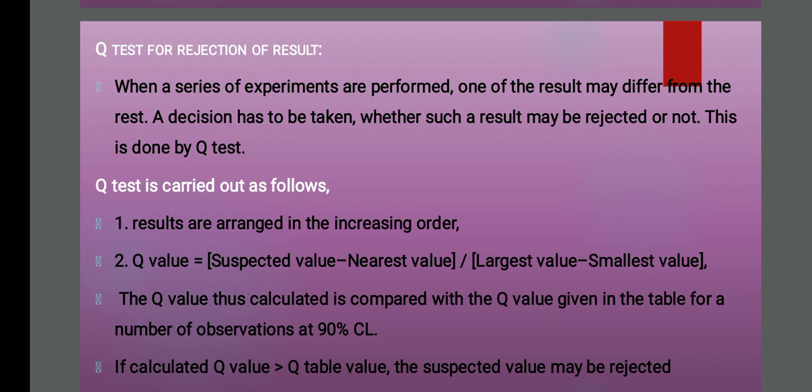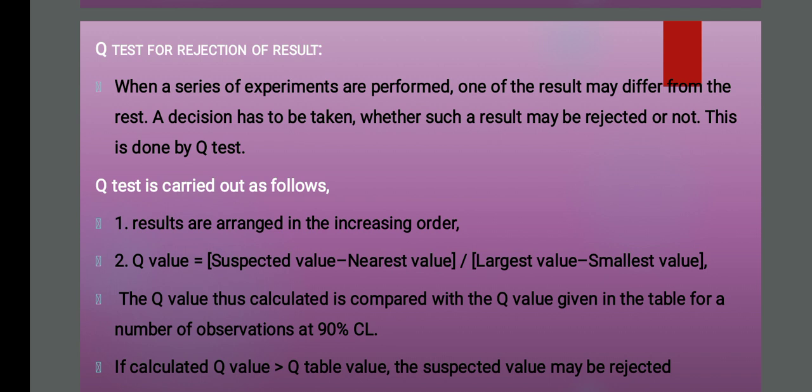Previously we have seen that if the value is found to be higher, it is said to be significant. But in this case, if the value is found to be greater than the Q value given, then you have to reject the suspected value. If there is any value that we doubt may be wrong, we can reject that value. If it comes out lower than this, you can take it into account. Okay, so I'll repeat the procedure once again.